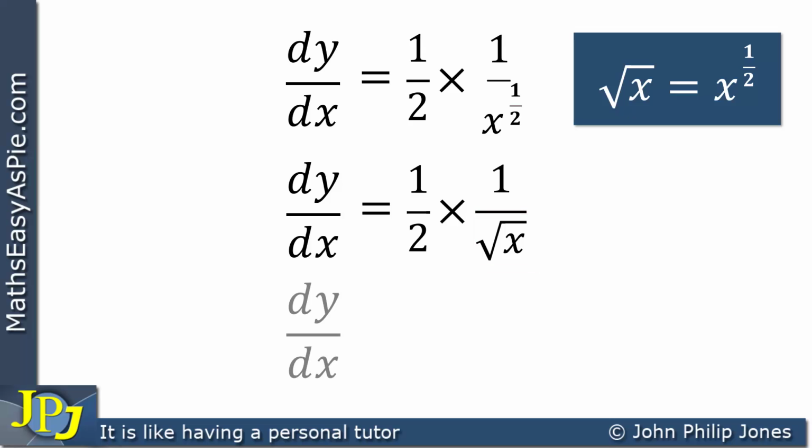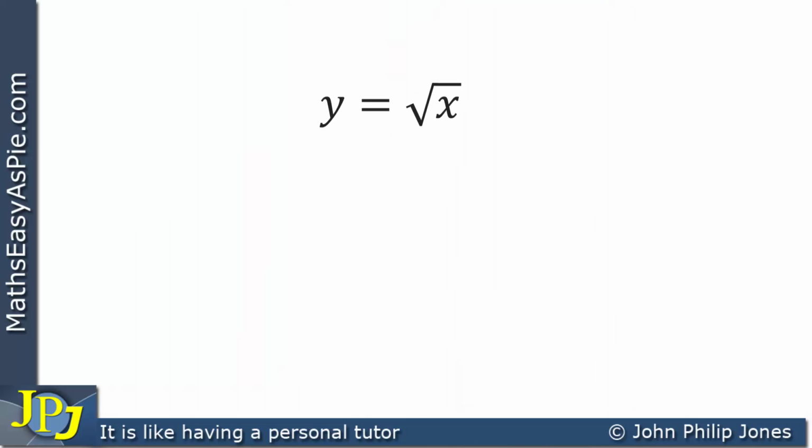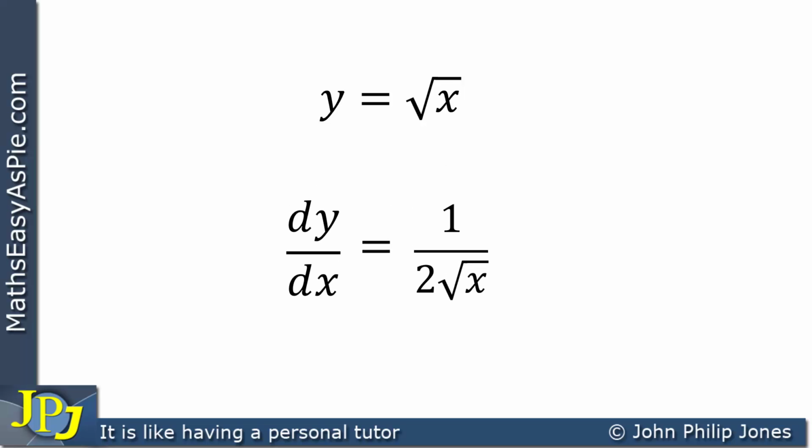Now we can go on to write dy dx equals 1 over 2 the square root of x. And that has been achieved because the 1 times the 1 gives 1, and the 2 times the square root of x gives 2 square root x. So we started off with y equals the square root of x. We differentiated this, and we ended up with dy dx equals 1 over 2 square root of x.